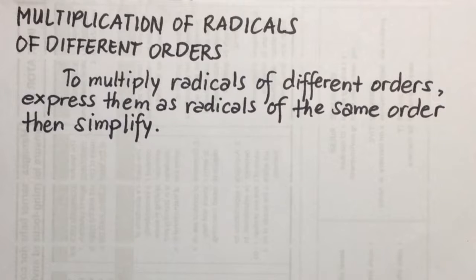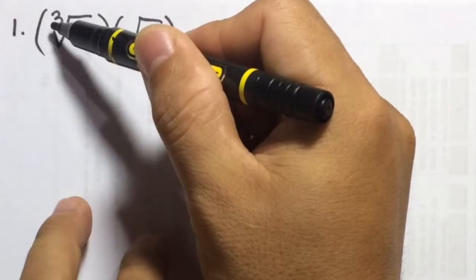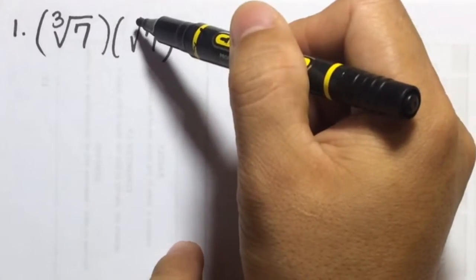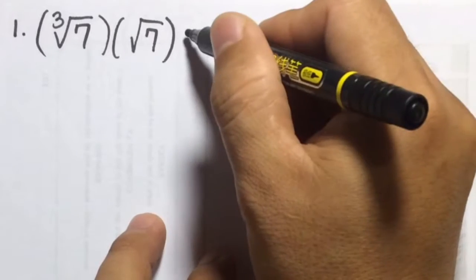Third one, multiplication of radicals of different orders. Now, to multiply radicals of different orders, express them as radicals of the same order, then simplify. Example number 1, cube root of 7 times square root of 7. Now in here, this is index 3 or order 3, and this is index 2 or order 2. So they are different, so we're going to make the two the same.